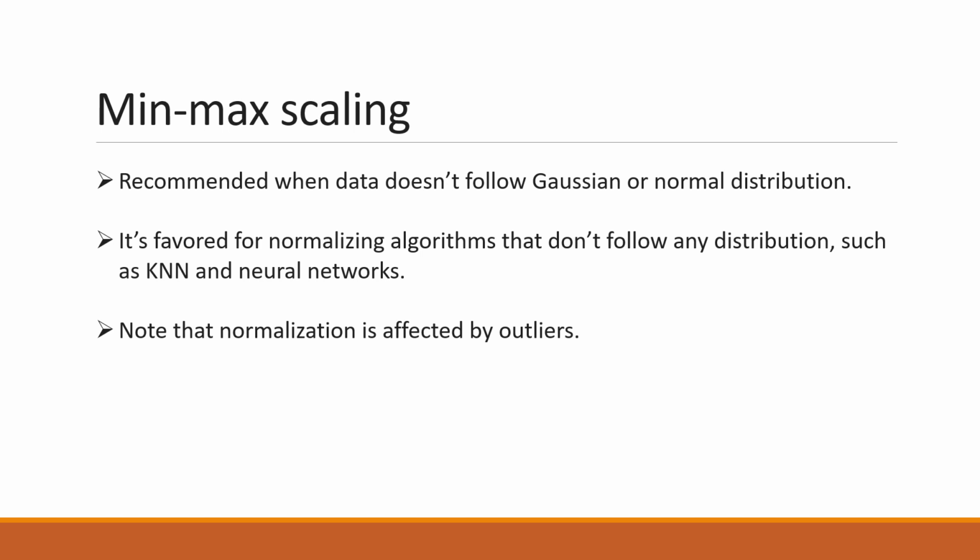It's important to note that normalization is affected by outliers. If the dataset contains extreme values, they can affect the scaling of the other values, resulting in a compressed or expanded range. Therefore, it's important to handle outliers before applying normalization techniques. Also, it is recommended to compare the results of different normalization techniques and choose the one that produces the best performance for the specific problem at hand.